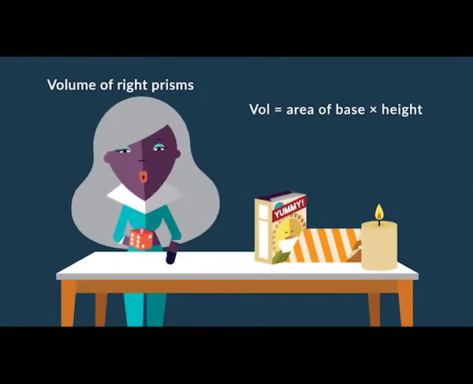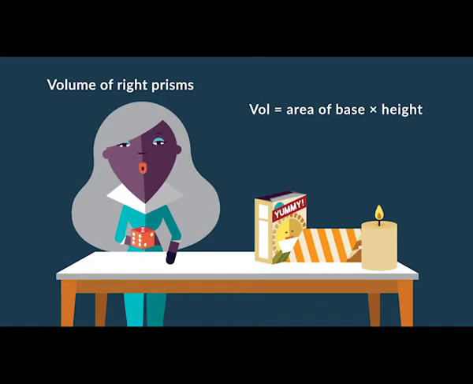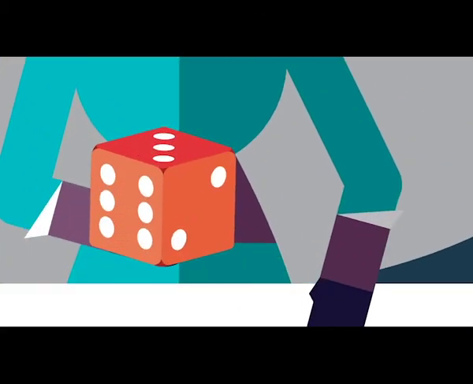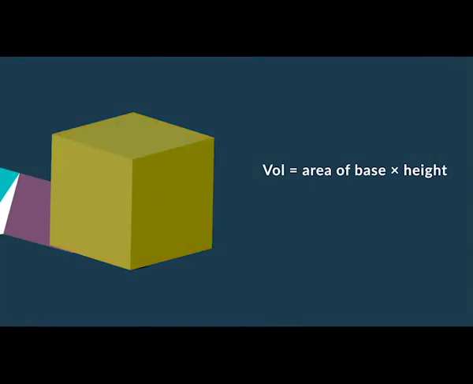A cube is a special type of rectangular prism where all sides are equal. Here is one example of a cube. The base of a cube is a square. You can calculate its area by squaring the length of one side. Then multiply the area calculated by the height to get the volume of the cube.